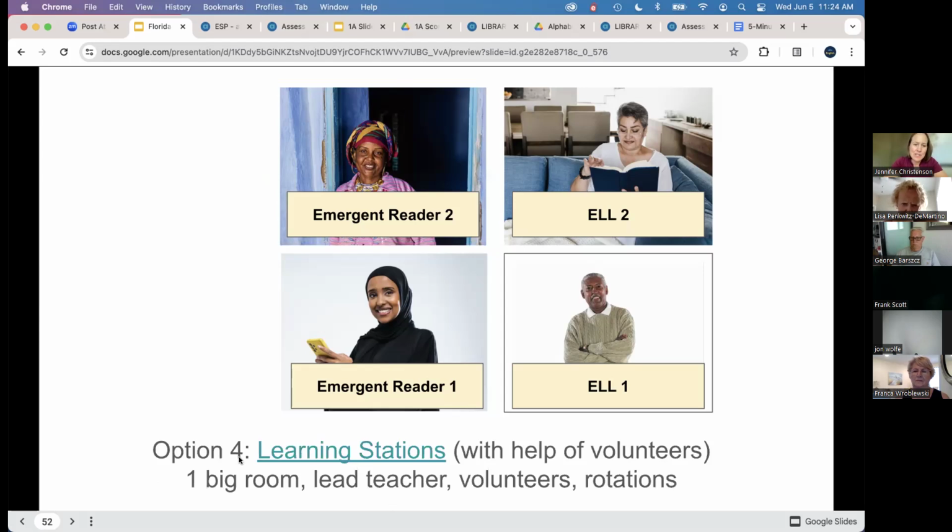And then option four is to think about the idea of using learning stations. This would be where you have one big room with a lead teacher and volunteers, and the students rotate to different learning stations. And I may have time at the end of this presentation to describe that more in detail, but if I don't, there's a link right here that you can go read about that option. And I'll be sharing the link to this whole slideshow at the end of the presentation as well.